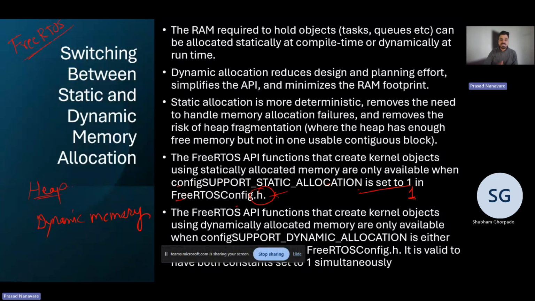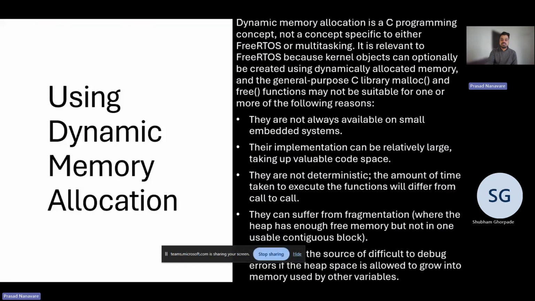Next, why not dynamic or why not static? In dynamic allocation, a block of memory is allocated at runtime, and in static it is done at compile time. So in static we know how much memory we are going to need. In dynamic, we are not sure about it.